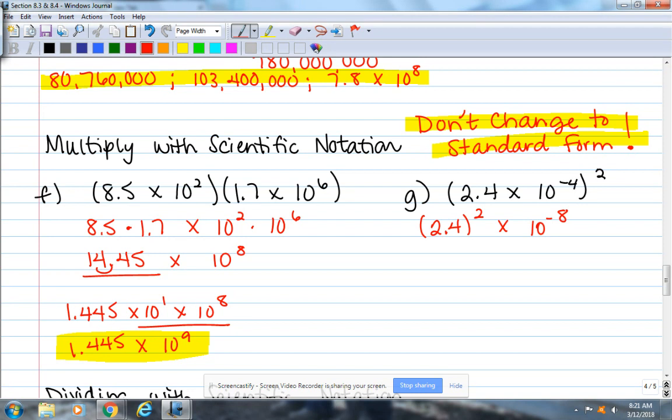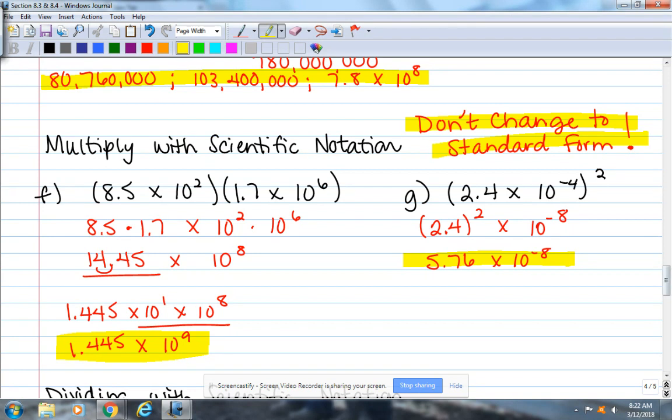And y'all can type in 2.4 squared in your calculator for me. What do you get? Is it okay to have a decimal like this for scientific notation? Yes, it is. The 5 is in between 1 and 9. So we're done. We don't have to change any exponents. Is that good?